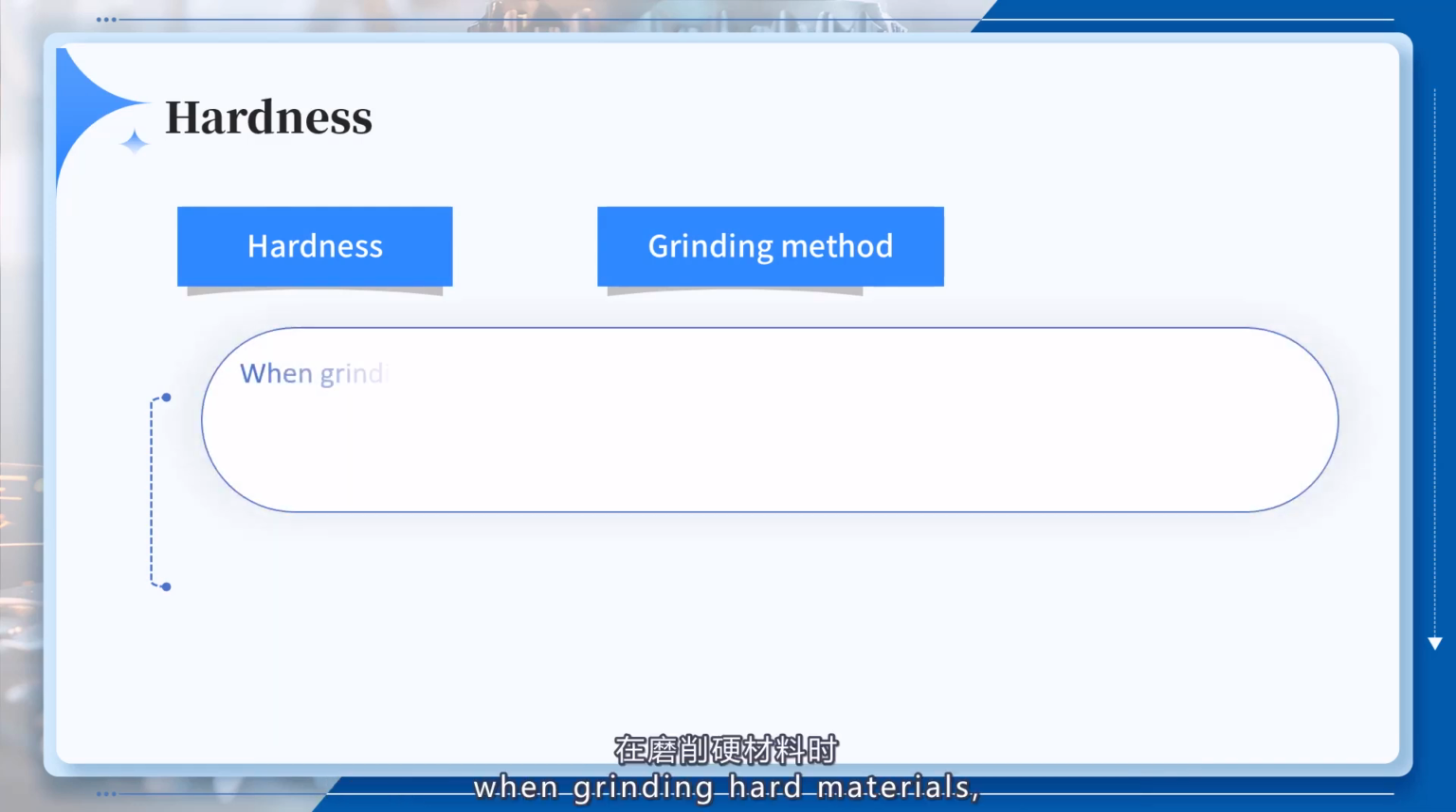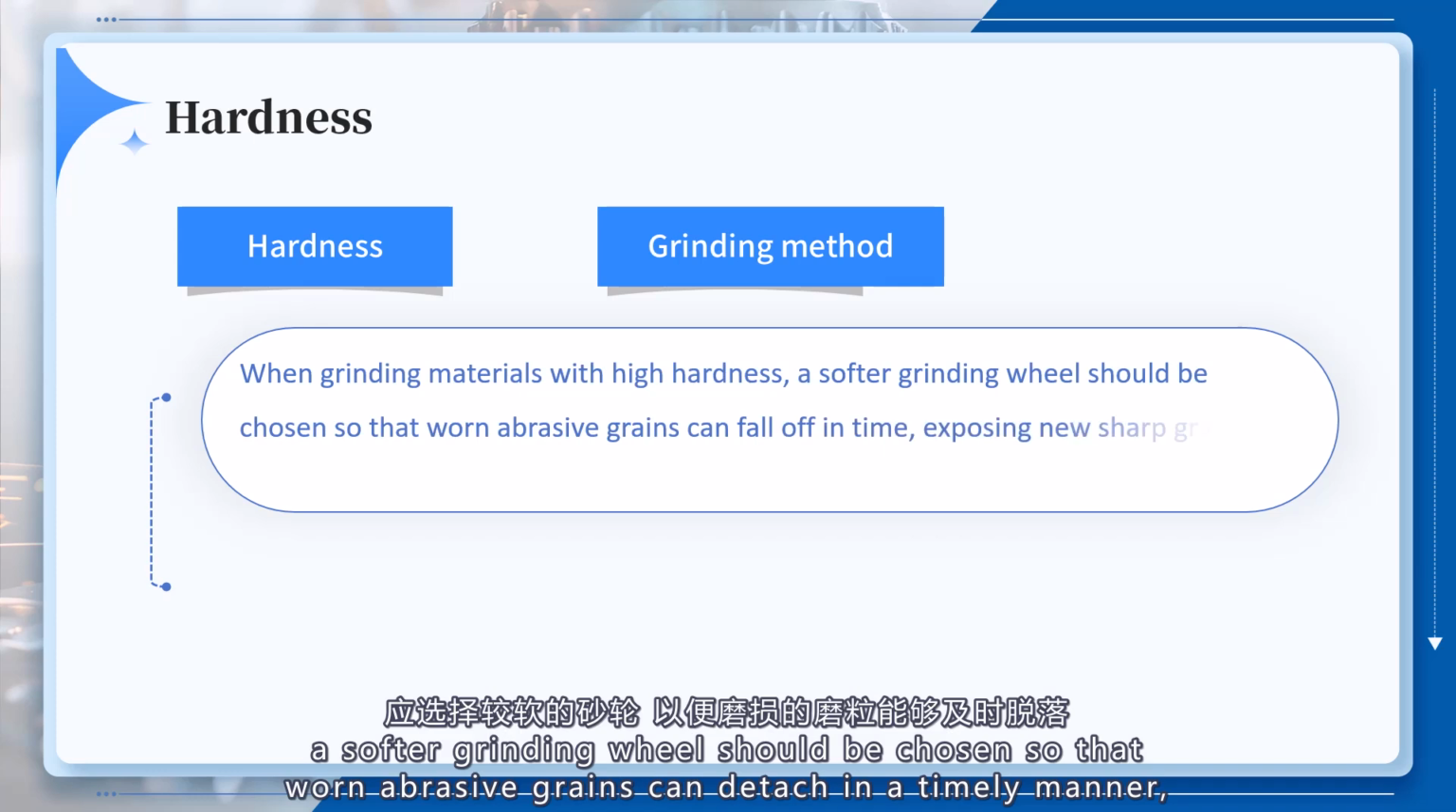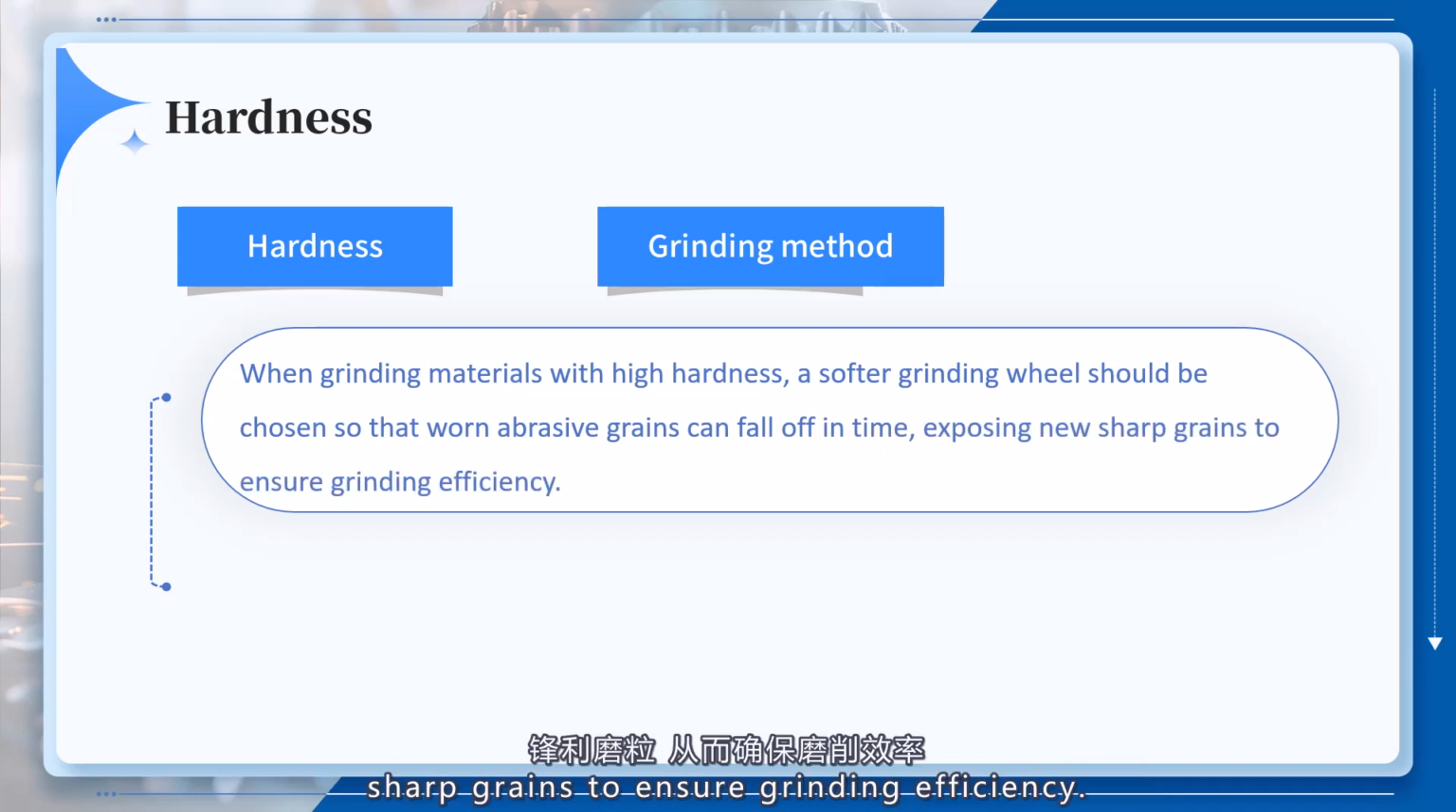For example, when grinding hard materials, a softer grinding wheel should be chosen so that worn abrasive grains can detach in a timely manner, exposing new, sharp grains to ensure grinding efficiency.